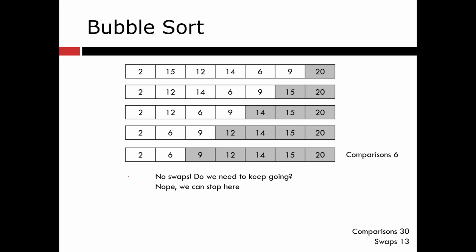Now, at this point, we technically don't need to keep going, right? We didn't make any swaps when we checked from this 2 to this 20. So when we do that, we can technically say, hey, we're good. We're in order. We don't need to keep checking. So the algorithm is going to detect when the sorting is done and when you can just stop.